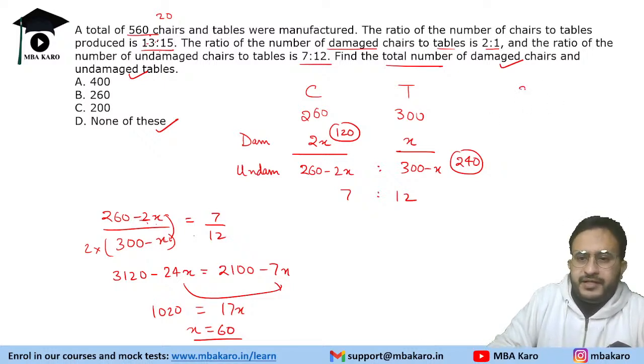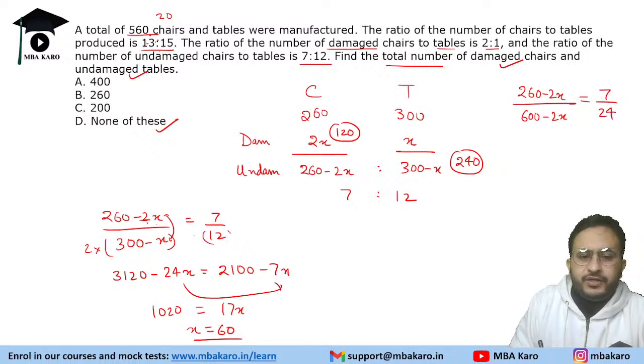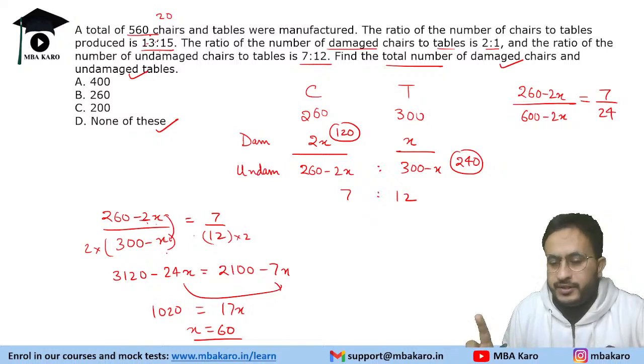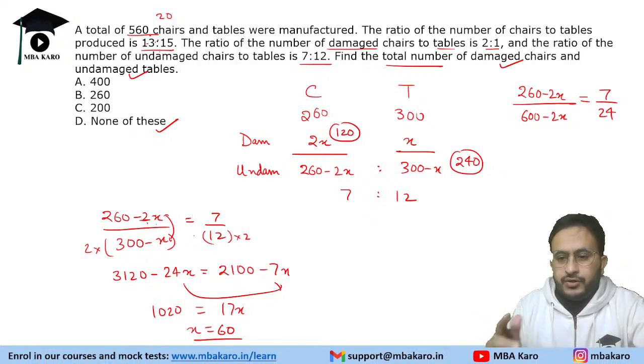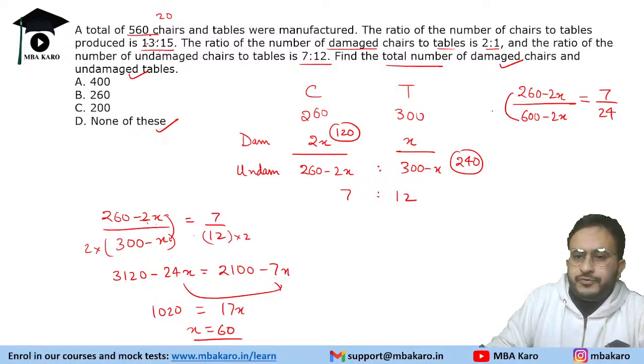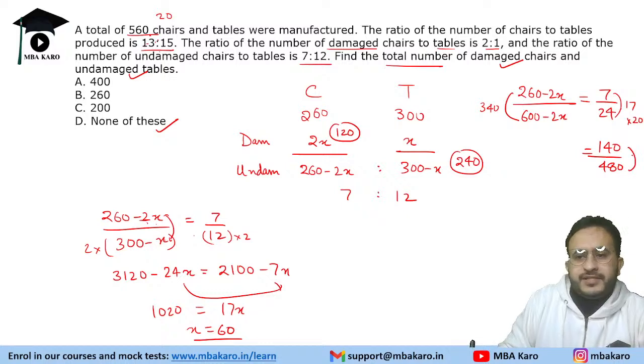Okay, so we can make it like 260 minus 2x, and in the denominator we have 600 minus 2x. And that is 7 by 24, because we multiplied the numerator and denominator of both sides by 2. Now if you see, the gap is 340 and the gap is 17. So we will equate the gap, multiply by 20, so we will get 140 and 480. So the gap is now the same.